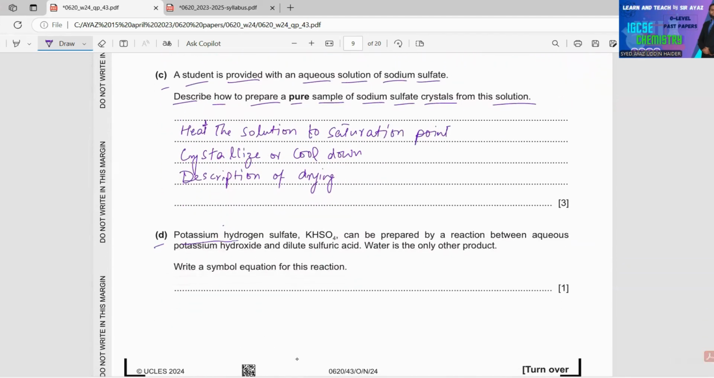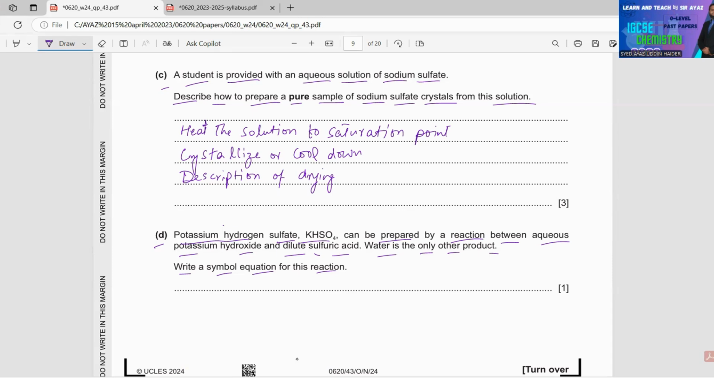D. Potassium hydrogen sulfate, KHSO4, can be prepared by a reaction between aqueous potassium hydroxide and sulfuric acid. Water is the only other product. Write a simple equation for this reaction. The reactants are sulfuric acid and potassium hydroxide.